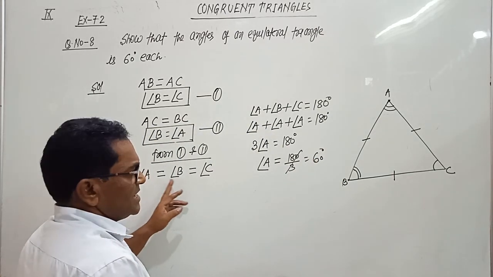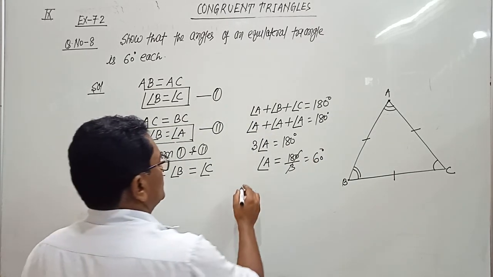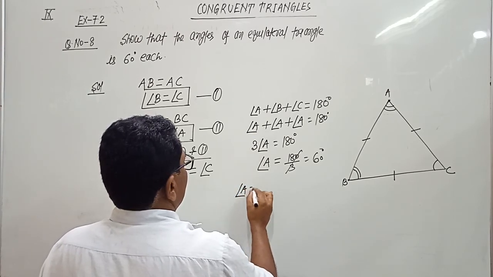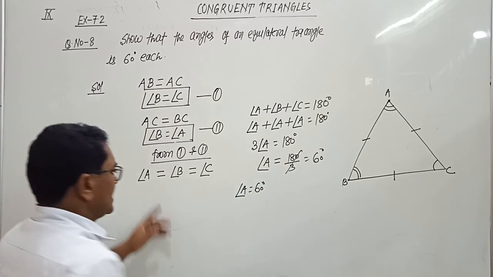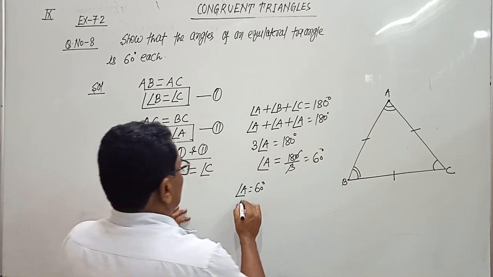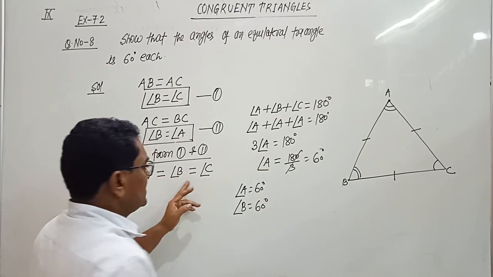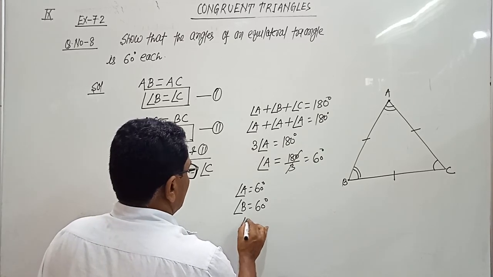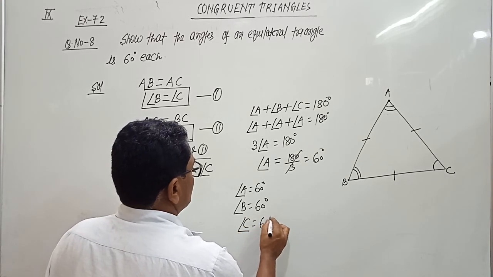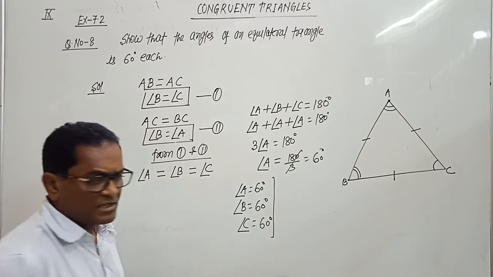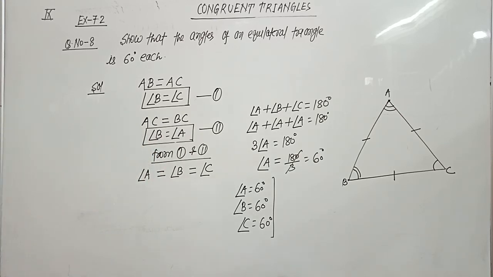And since A is equal to B is equal to C, so angle A equals to 60 degree, and A is equal to B, so angle B is also 60 degree, and angle B is equal to angle C, therefore angle C is also 60 degree. So all the angles of an equilateral triangle are the measure 60 degree.